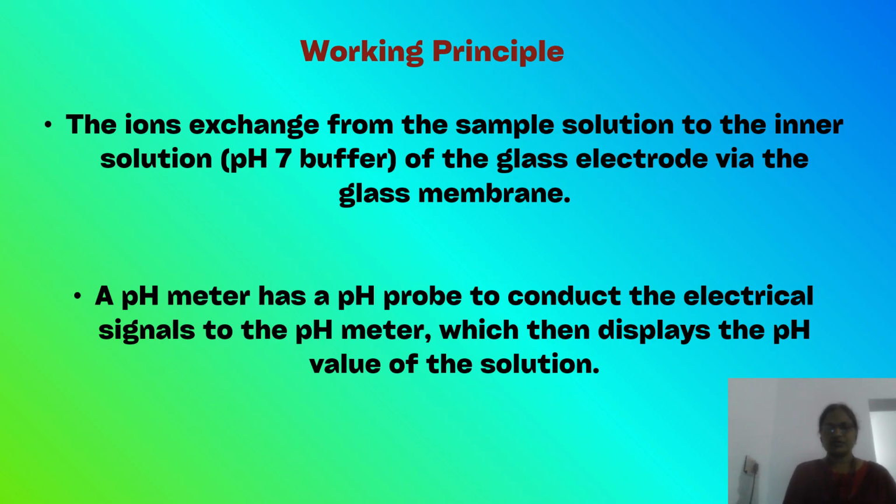Coming to the principle, the ions are exchanged from the sample solution to the inner solution of the glass electrode via the glass membrane. Via the glass membrane, the unknown solution's ions enter into the glass electrode, so the pH changes happen. According to the changes, it shows the pH of your unknown solution. Also, the pH meter has a pH probe. It just touches the solution and shows the signal: what is the pH of our unknown solution?